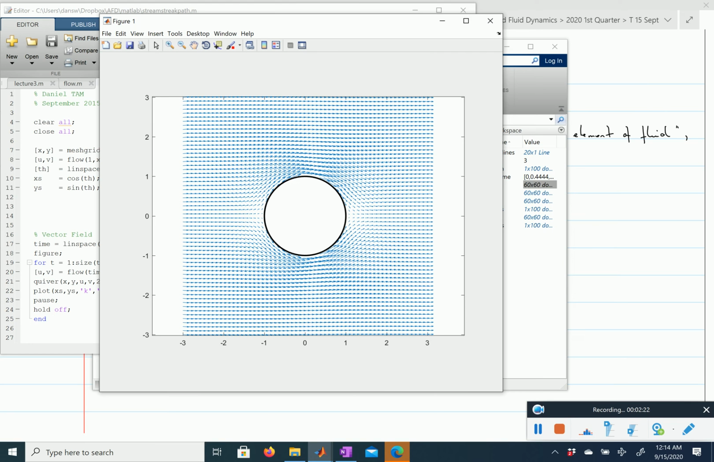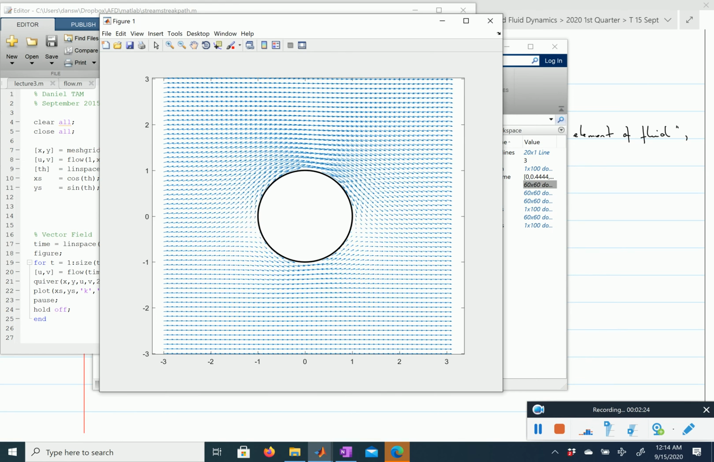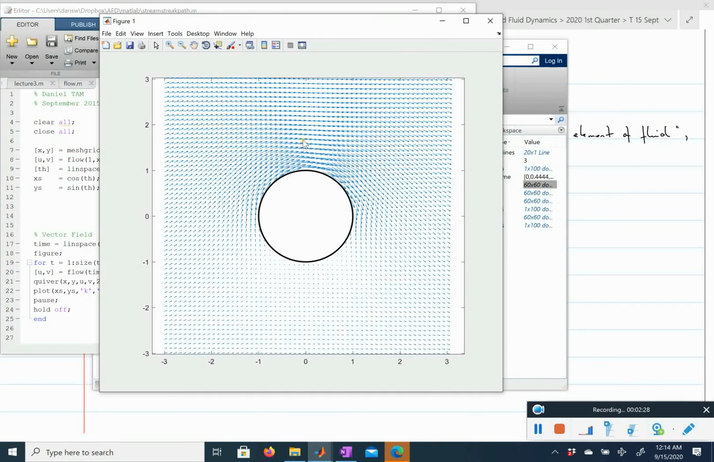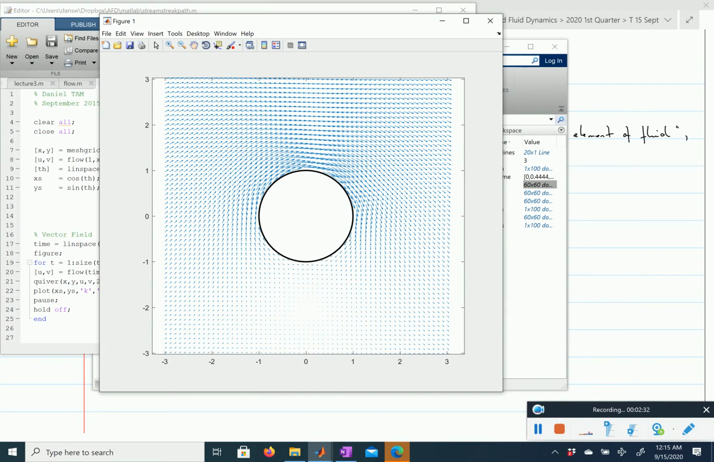So this is at time equals 0. And then later on, the flow looks like this. You see that the vector fields on the top increase in magnitude, and the vector field on the bottom decreases in magnitude. All right, so the streamlines are fit to a snapshot of the flow field.